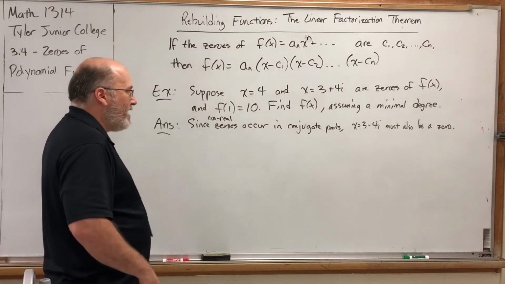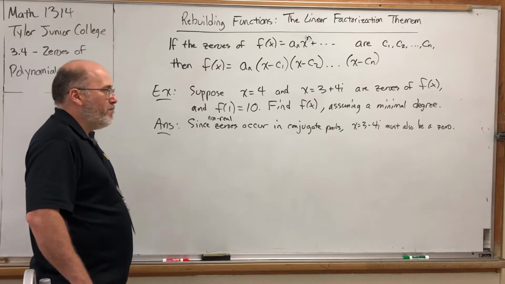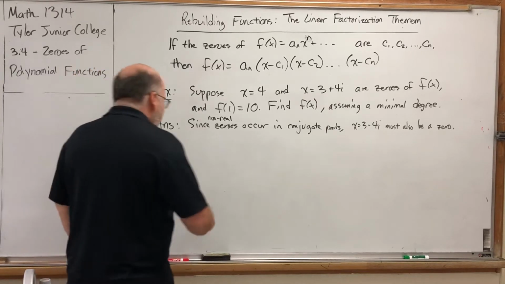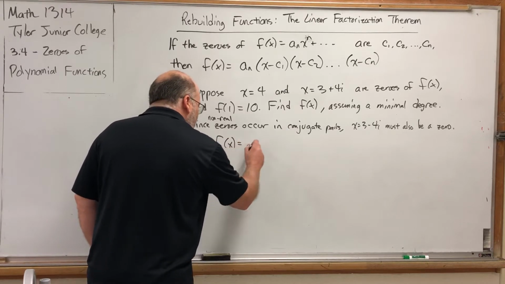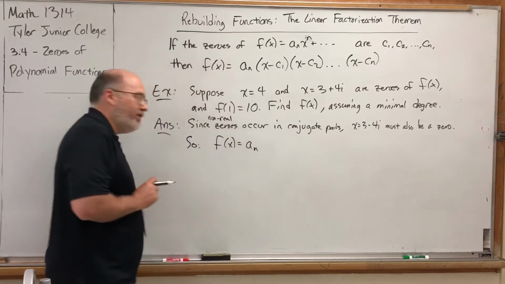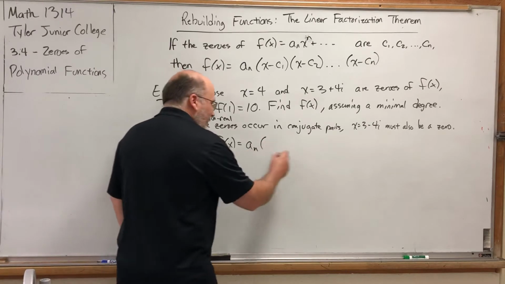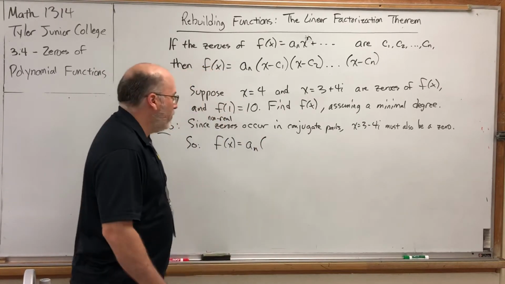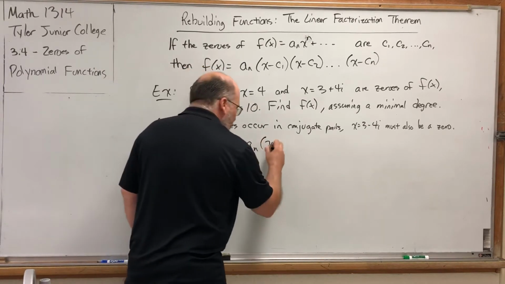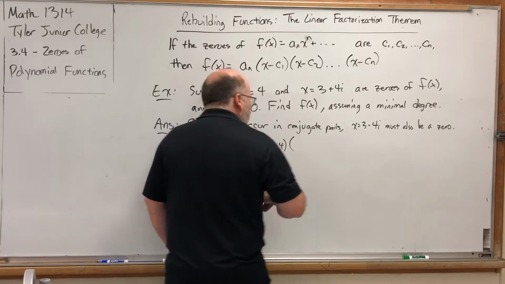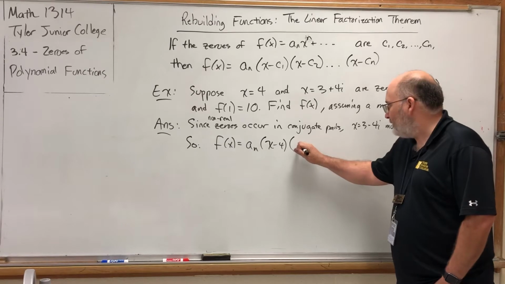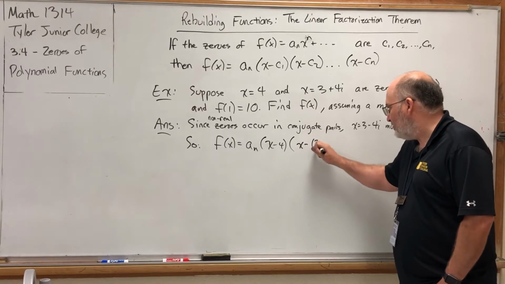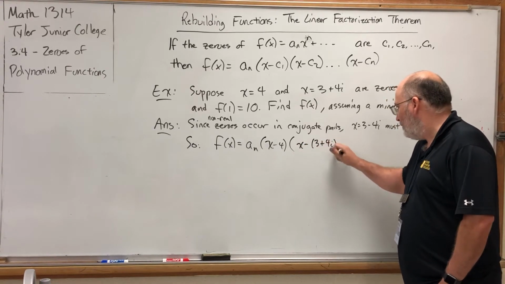So now that I have all 3 zeros that must be zeros, I can build my function. So my function has to be of the form a_n, we don't know the leading coefficient yet, times x minus each zero. x minus 4 is easy. But how do we do the other ones? Answer very carefully. The next factor is x minus parentheses 3 plus 4i.